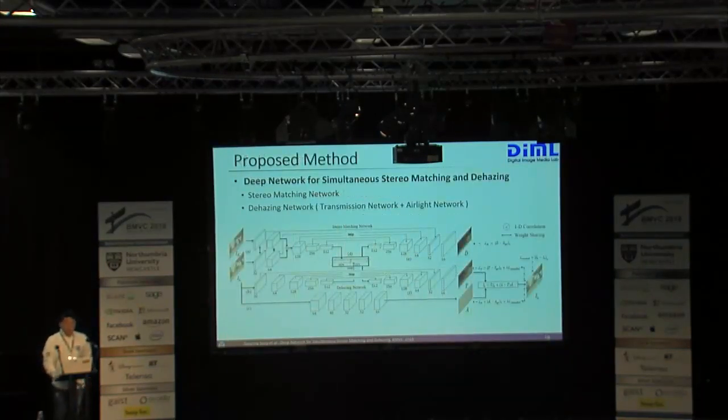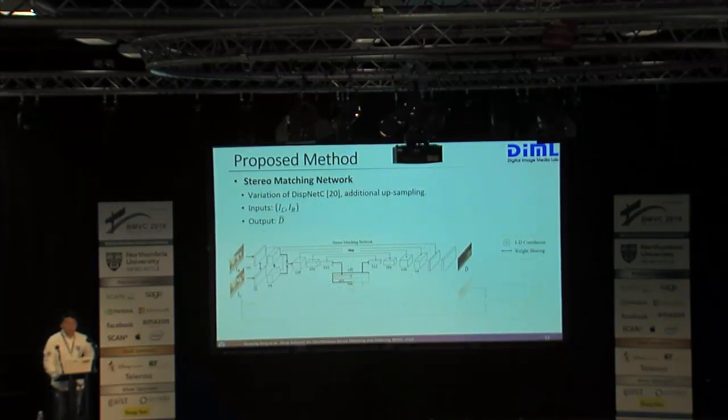From this motivation, we designed the proposed deep network for simultaneous stereo matching and dehazing. Our overall architecture is composed of two networks, stereo matching and dehazing. And the dehazing network is further divided into transmission network and airlight network.